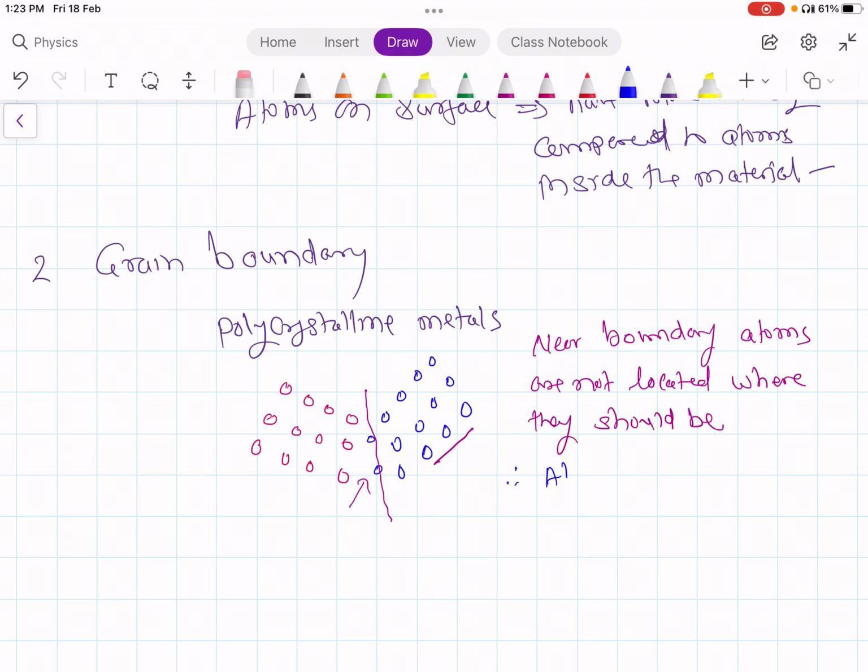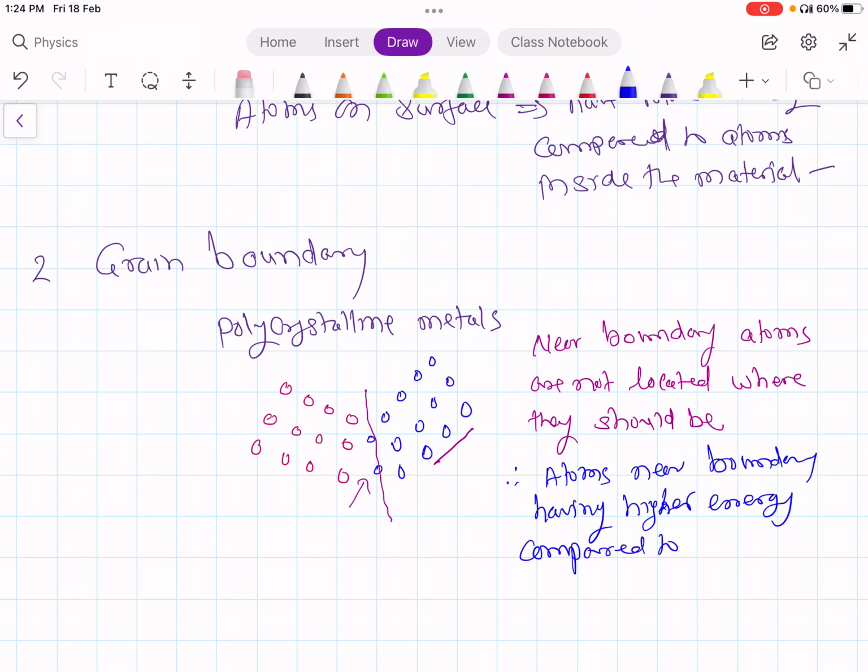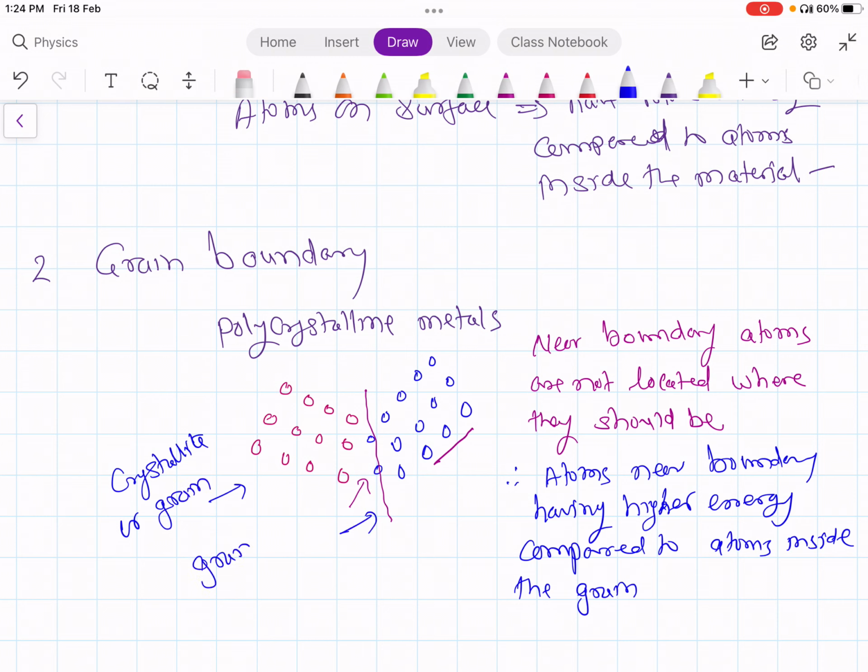Therefore, atoms near the boundary have higher energy compared to atoms inside the grain. You know that this is called a crystal or grain. It's called a crystallite or grain. And the boundary between them is the grain boundary.